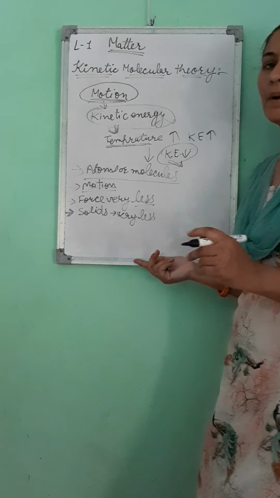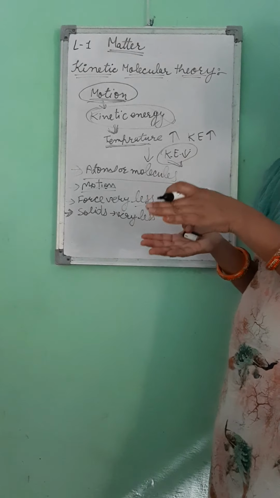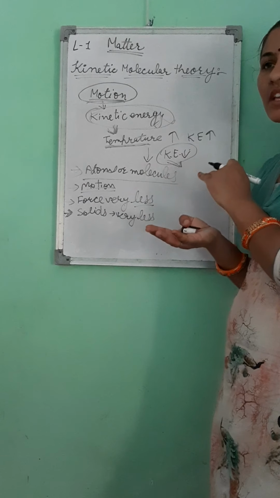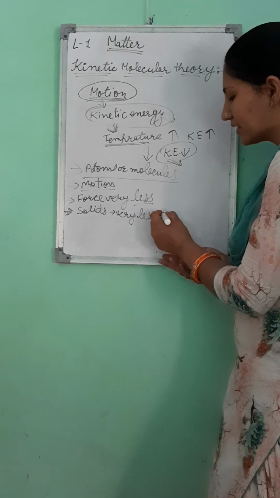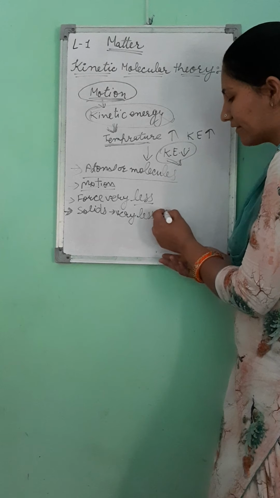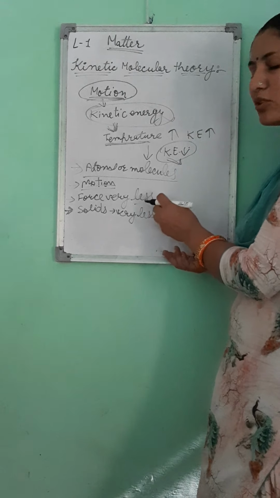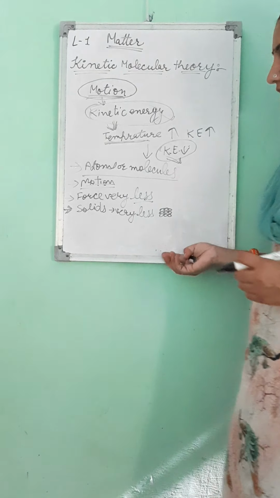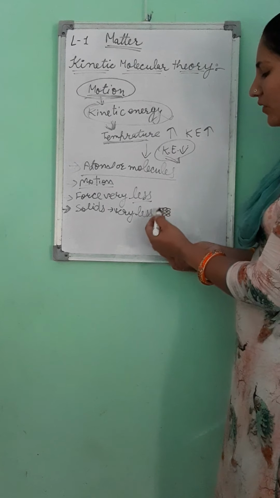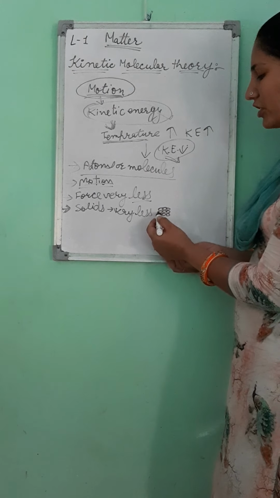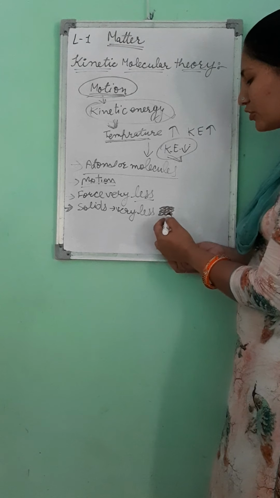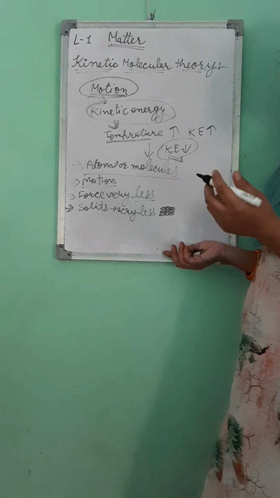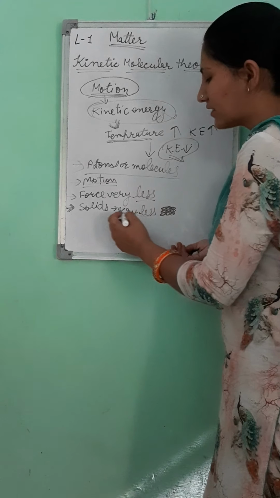Because particles of solids are tightly packed, in a complete orderly manner, like this. These are the particles of a solid; they have very little space between them, or no intermolecular space. That's why they only vibrate about their mean position. Movement does occur in solids, but about their mean position, with no change in position. That's why there is very little motion.